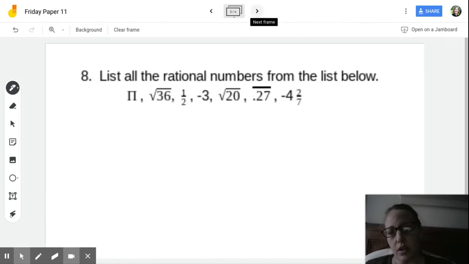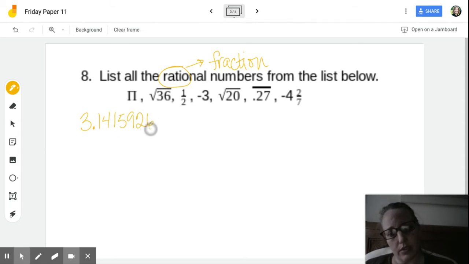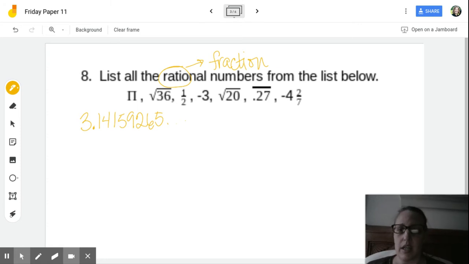This time we're going to list all of these numbers that are rational. Rational, you see the word ratio, and a ratio is just a fraction. Okay, so this first symbol is pi. Pi is a decimal that goes on forever. 3.1415926, and it's going to keep going, and it's never going to repeat. All right, that means it is irrational.